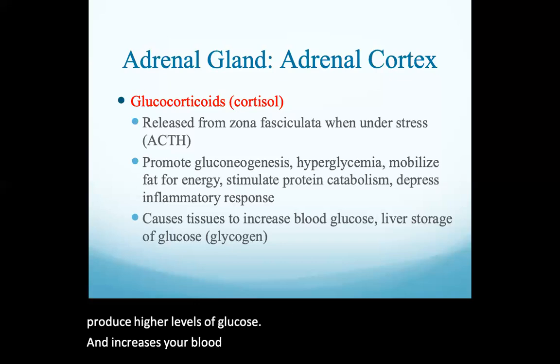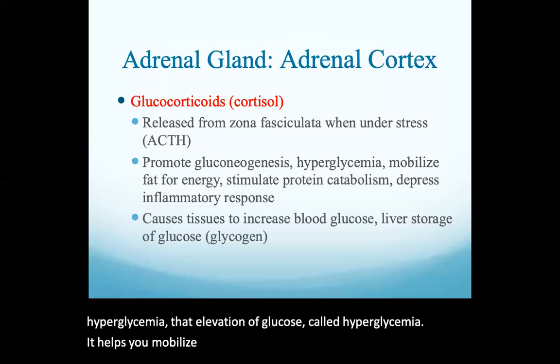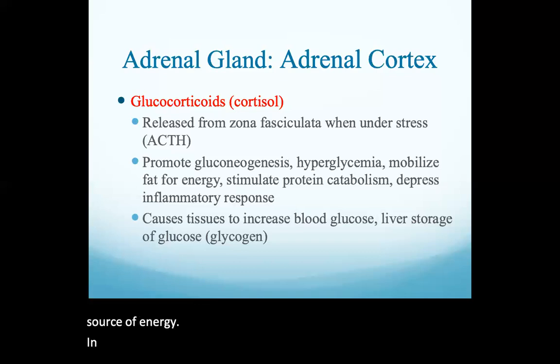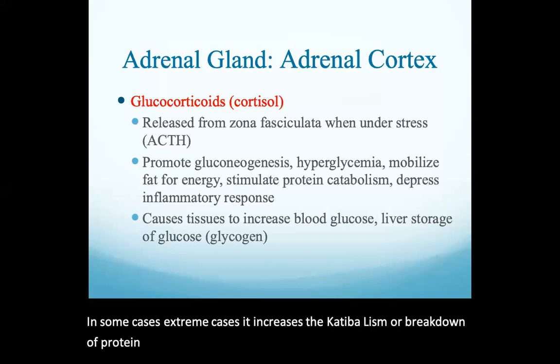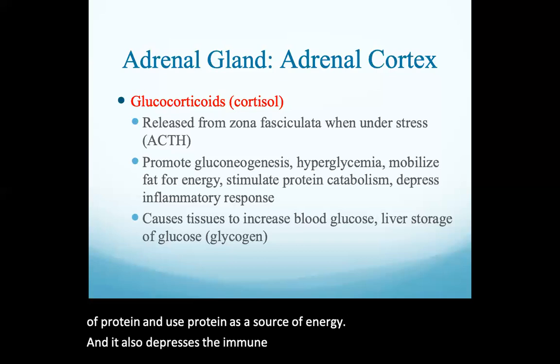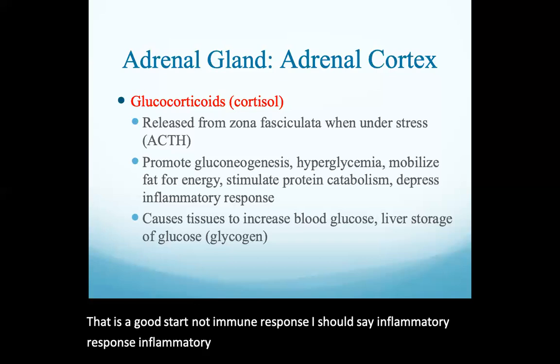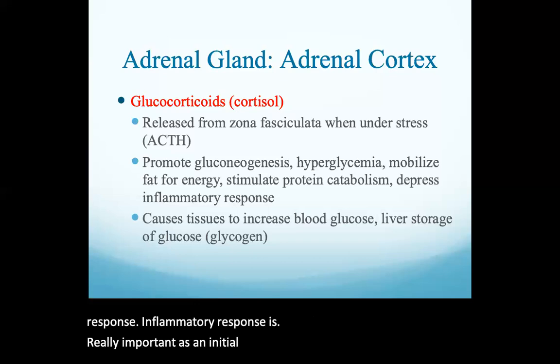That elevation of glucose is called hyperglycemia. It helps you mobilize fat and use that extra fat that you have as a source of energy. In some extreme cases, it increases the catabolism, or breakdown, of protein and uses protein as a source of energy. And it also depresses the inflammatory response. Inflammatory response is really important as an initial response to an infection or problem.